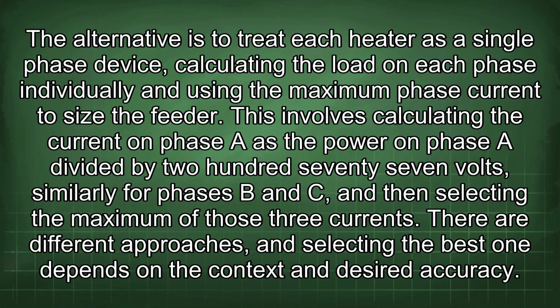The alternative is to treat each heater as a single-phase device, calculating the load on each phase individually and using the maximum phase current to size the feeder. This involves calculating the current on phase A as the power on phase A divided by 277 volts, similarly for phases B and C, and then selecting the maximum of those 3 currents. There are different approaches, and selecting the best one depends on the context and desired accuracy.